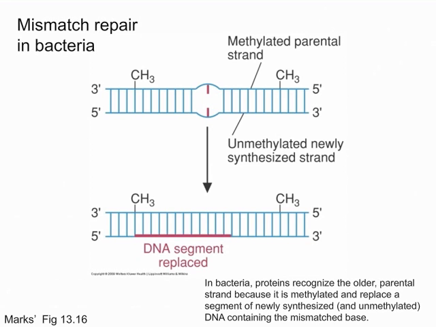So in bacteria, we have parental strands that are methylated, and we have the newly synthesized strands, which are unmethylated. Your newly synthesized strand could contain a mismatched base, and this is how the different proteins would recognize it. They would recognize the parental strand because it's methylated, and then they would just replace the unmethylated strand with a new segment of DNA.